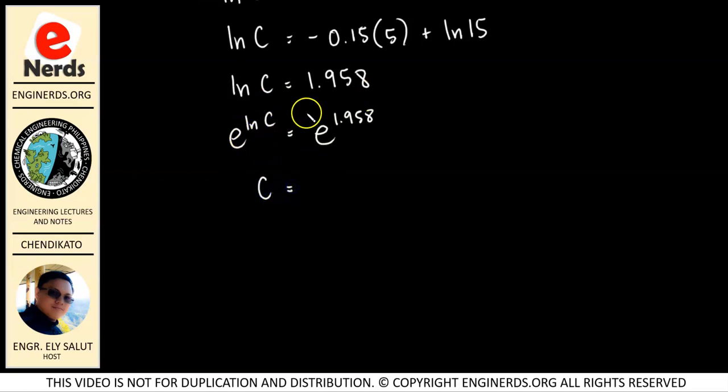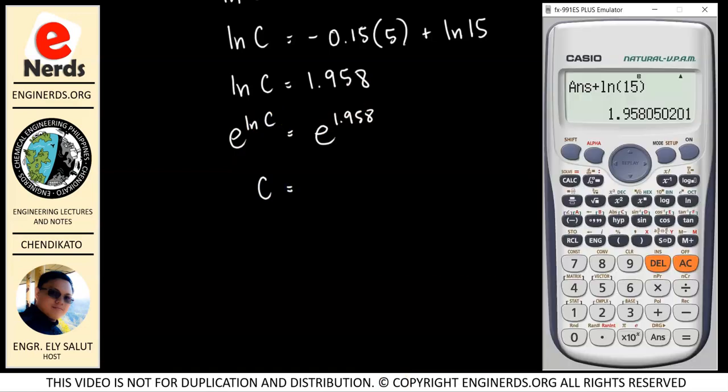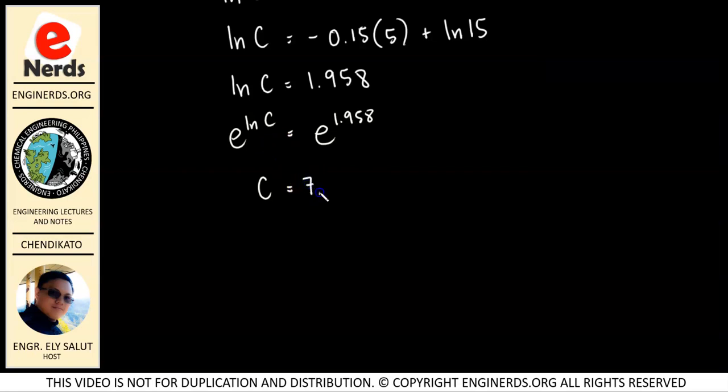So this is equal to, let us use our calculator. So we're going to raise this using e. So we have e to the 1.958. So we have 7.085 cubic meters. So this will be the capacity of our tank after 5 years.